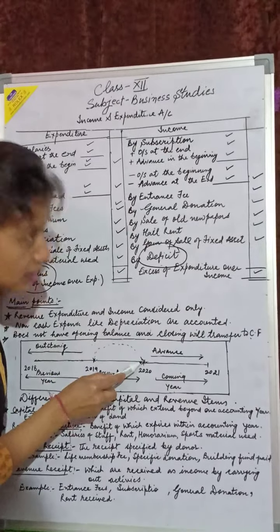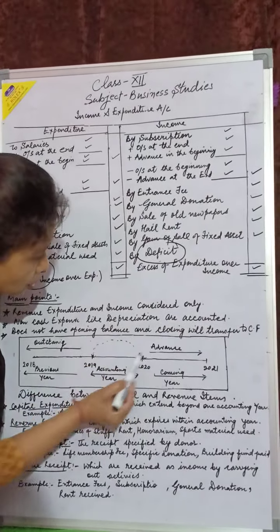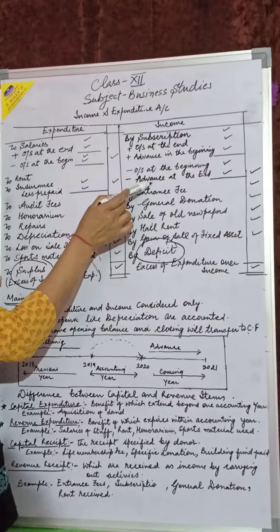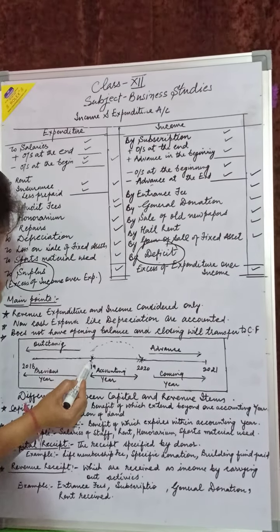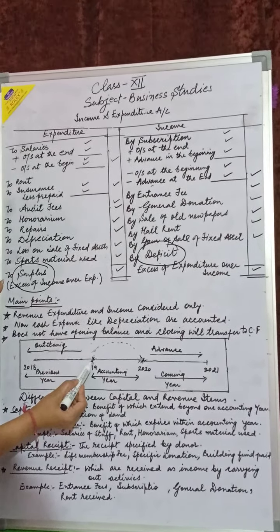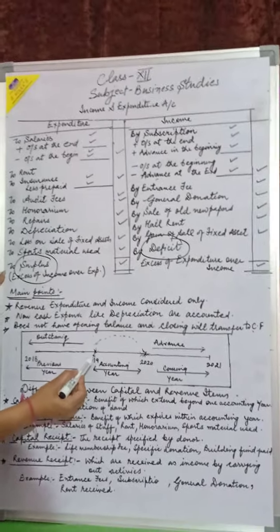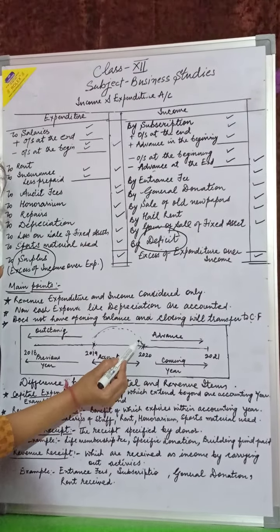But at the end, if somebody has given you the advance subscription, it means it is not related to your current year. You are going to minus it. Now, if somebody gives the subscription at the beginning of the accounting year, the advance is always for the coming year.